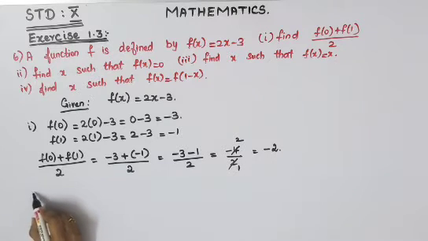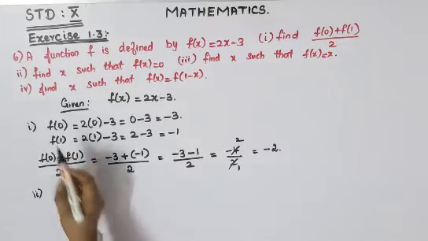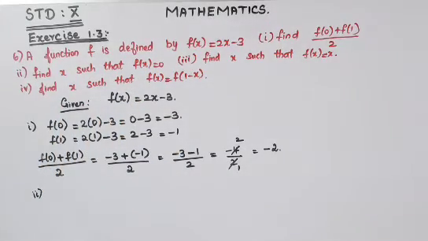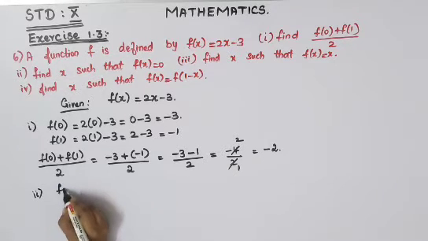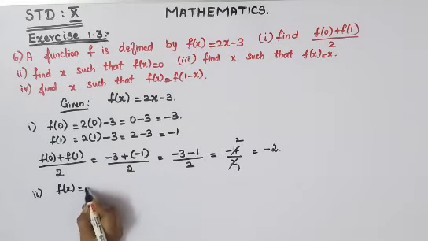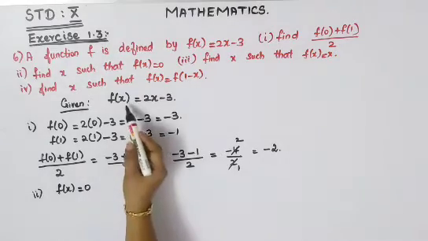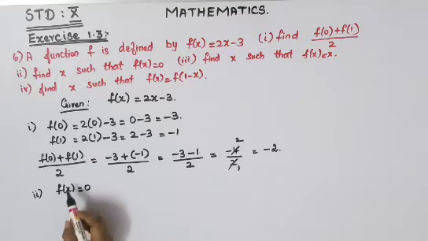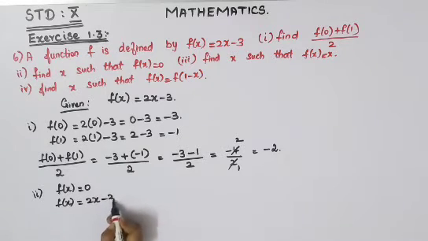So the next is second part. First part we have completed. The second part is find x such that f of x is equal to 0. So they have given f of x is equal to 0. So now what is given in our question as a condition, f of x is equal to 2x minus 3. So instead of f of x, if you want you can write f of x is equal to, as it is your question, 2x minus 3, that is equal to f of x 0 means this value will become that is equal to 0. Yeah.